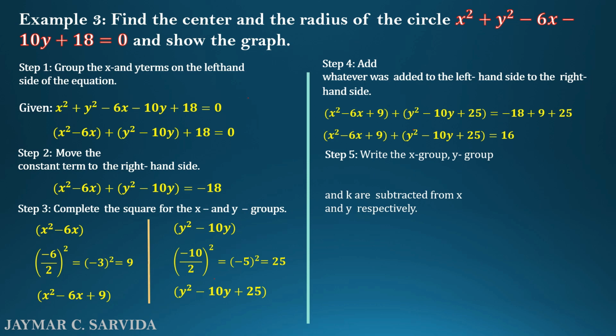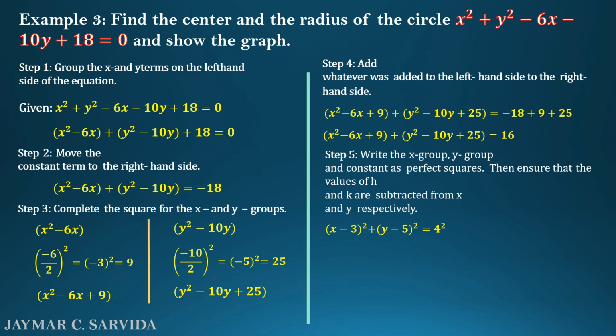So, write it in the form of quantity of x minus h squared plus quantity of y minus k squared equals r squared. And then, identify the values of h and k of the center of the circle and r for the radius. Okay? So, step 5, write the x group, y group, and constant as perfect square. Then ensure that the values of h and k are subtracted from x and y respectively.